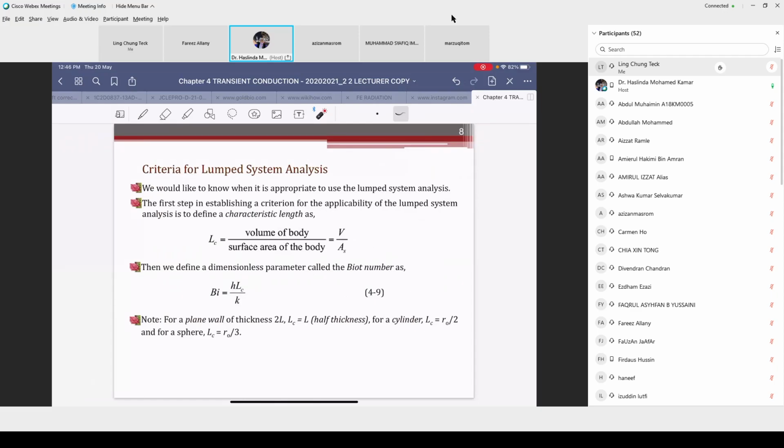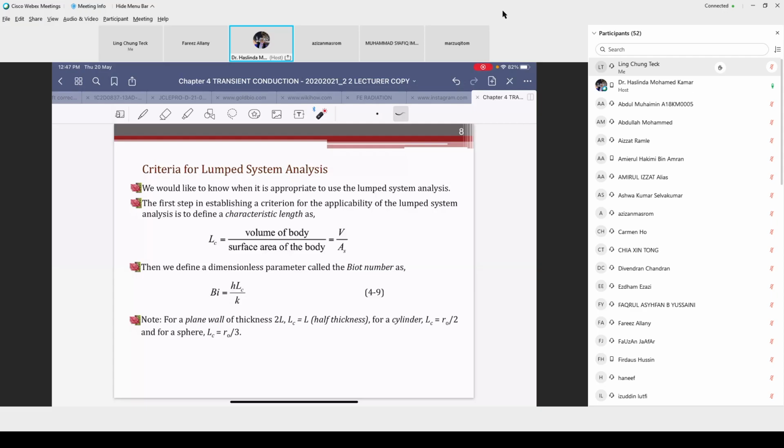We won't discuss anything about the example yet. We will do the example discussion next week, on Monday. Now I just complete the theory part of this chapter. So criteria for lumped system analysis. So how to determine whether any body can be analyzed using lumped system analysis.